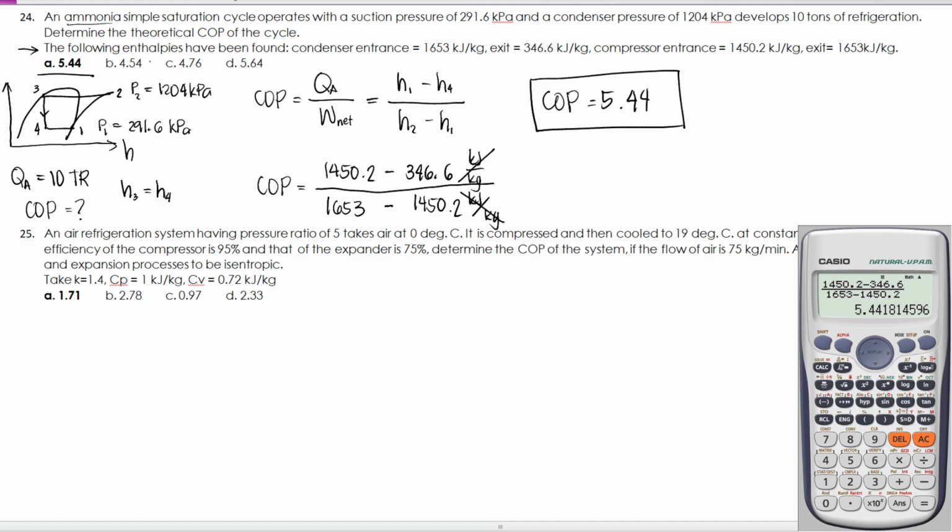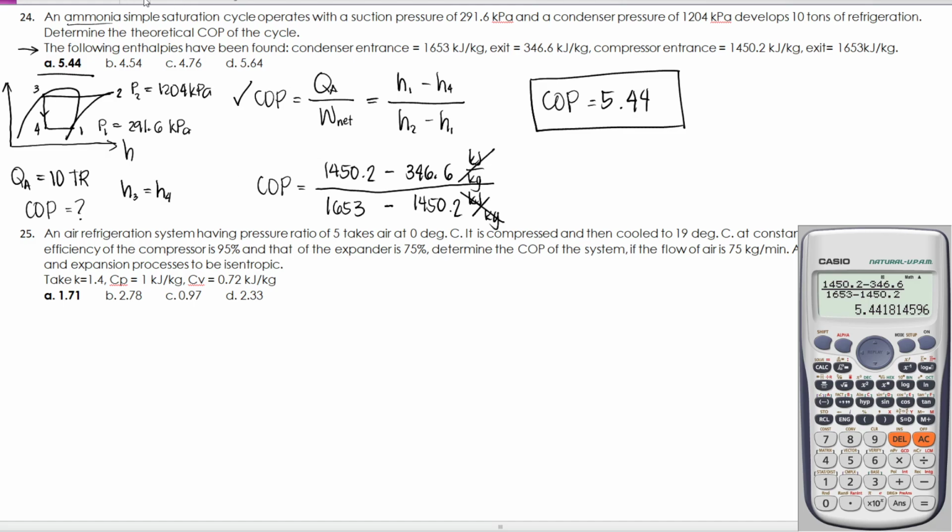So, tandaan lang, for a simple vapor compression refrigeration cycle, ito yung kanyang pH diagram at ito yung mga processes na involved sa kanya. 1 to 2 isentropic compression, 2 to 3 isobaric heat rejection, 3 to 4 is isenthalpic expansion, and 4 to 1 is isobaric heat addition process. So in general naman, for any refrigeration cycle, ito yung ating COP: QA over work net in. Alright, so that is for problem number 24. So let us proceed to another problem.